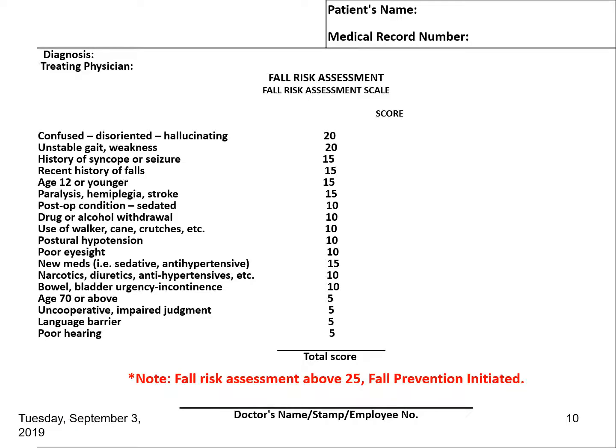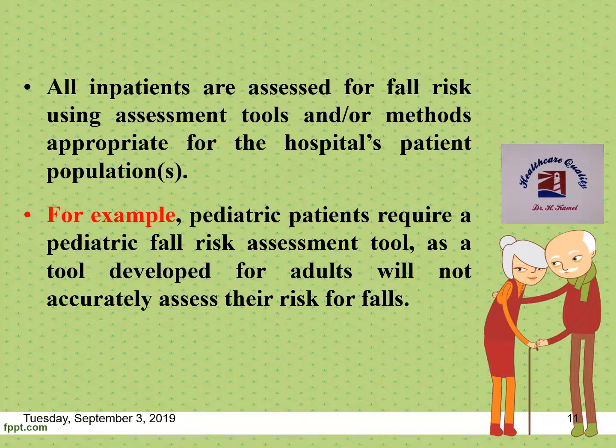This is an example of a fall risk screening form, showing different criteria to be assessed on the left column, with corresponding score if present. If the fall risk assessment total is more than 25, we should start preventive measures. Pediatric patients require a special assessment tool.